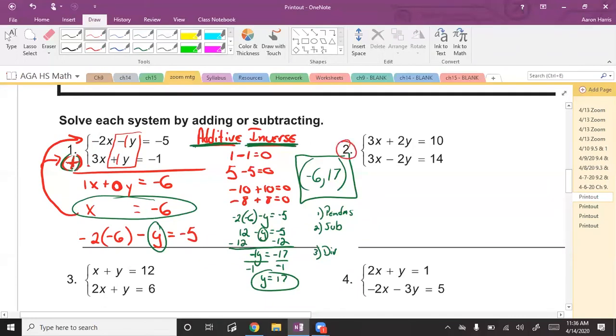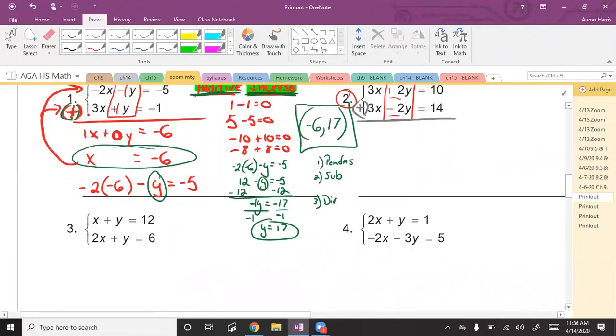So let's look at problem number 2. Which one will we eliminate? The x or the y? The y, because what do we see? Isn't there a +2 and a -2? Yes. Therefore, they're additive inverses, correct? So we're just going to add these equations. Does that make sense?